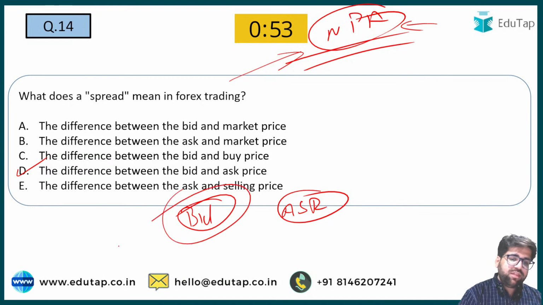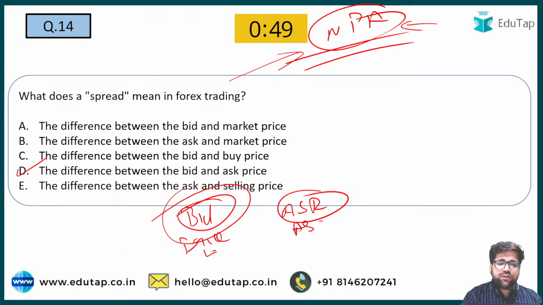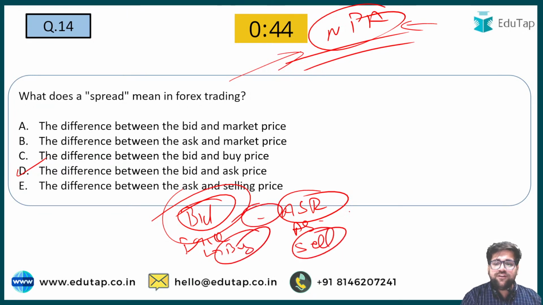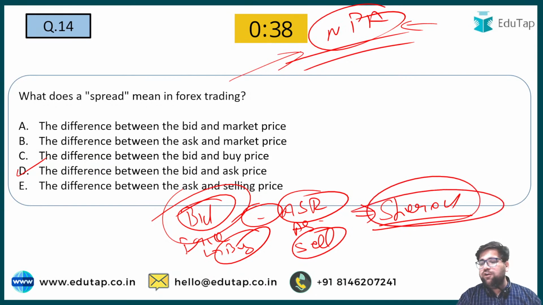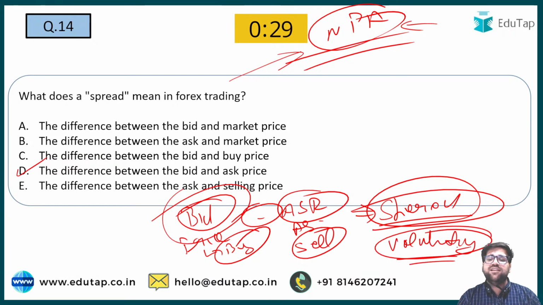Now coming back to Forex. The first is bid price, and the second is ask price. Bid price is also known as buy price, and ask price is also known as sell price. If you calculate the difference between the two, bid minus sell, then you will come up with the spread. For additional information, if the spread is higher, it means there is volatility in the market. If the spread is lower, then there is less volatility. This much is enough for this particular question.